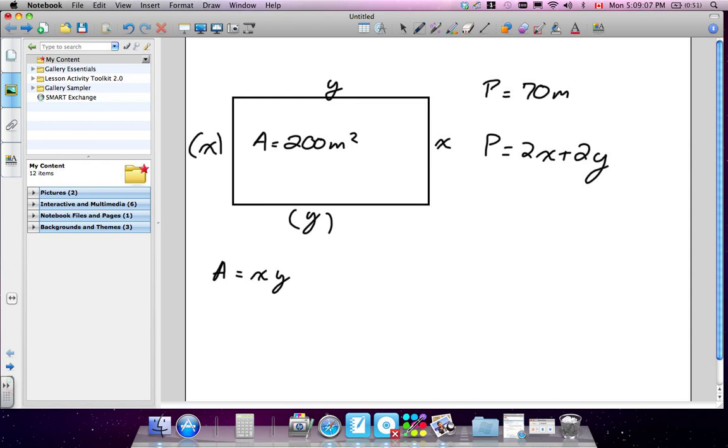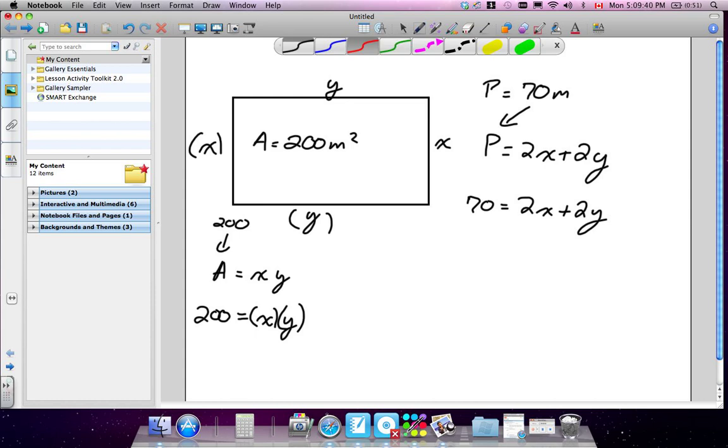Now what's interesting about this is I can actually plug values in. For instance, P and A. So let's plug those values in. I got 200 is equal to x times y, or xy. And in this one I have 70 is equal to 2x plus 2y. These are two different equations, so we'll call this equation 1 and equation 2.